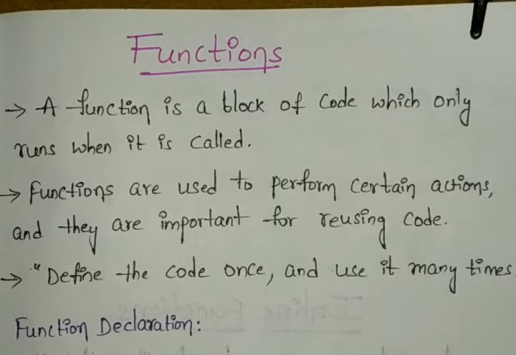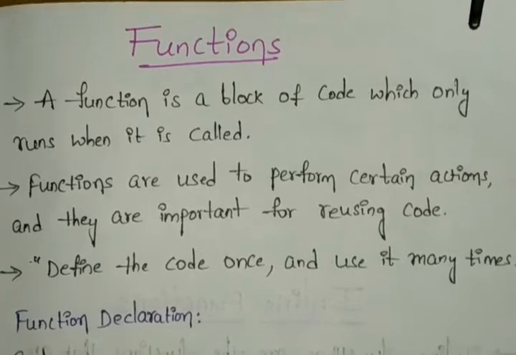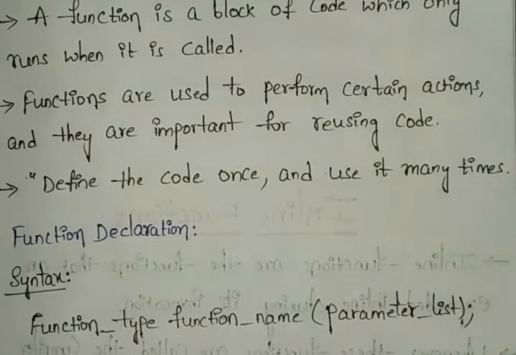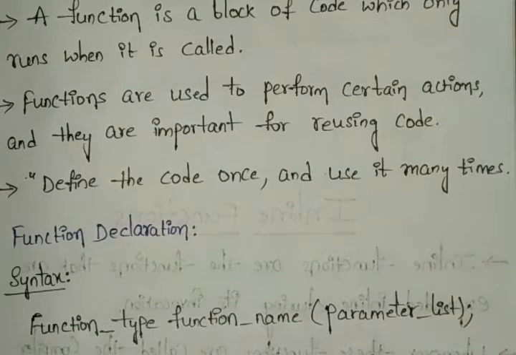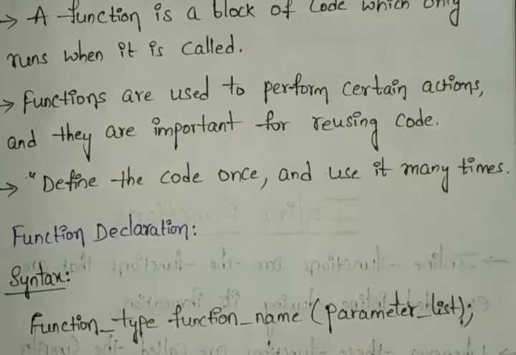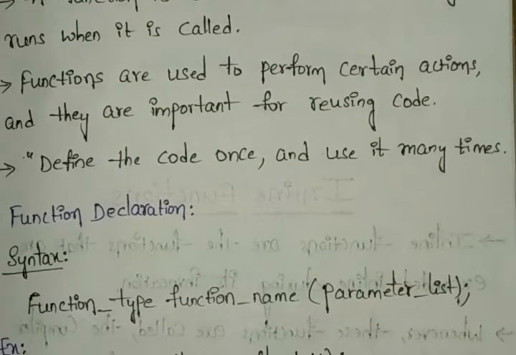Okay, so here you can see how to declare the function. That is the function declaration. If you need to declare a function, you have to use the function type, which type of function you are using, and also the function name, and the parameter list. In the opening and closing braces, in between, we are passing some parameters, which are our arguments.